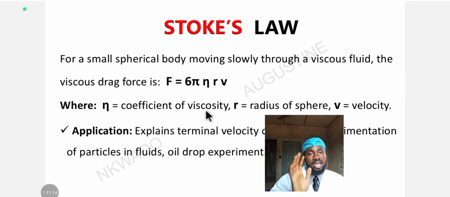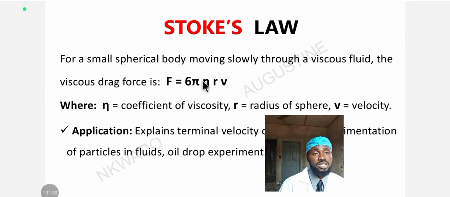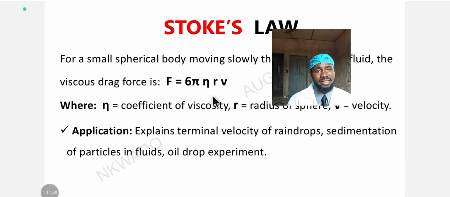So Stokes' law is F equal to 6 pi η, the coefficient of viscosity, then r, v. All you have to do is multiply everything. Now you substitute all the parameters that you were given into the formula. You know what pi is in mathematics, 22/7. Then you multiply, then you divide everything by 7. Then you get the force according to Stokes' law.